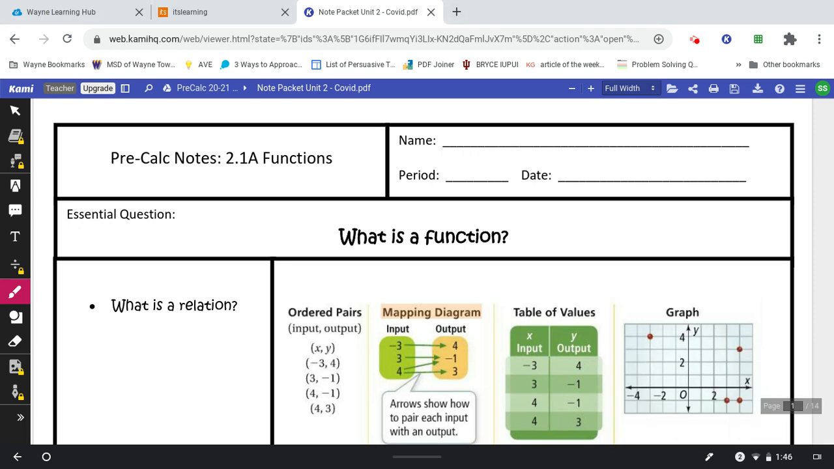These are the 2.1a notes for PreCalc. This lesson is all about functions. So our essential question is, what is a function? So first we had to talk about what is a relation.